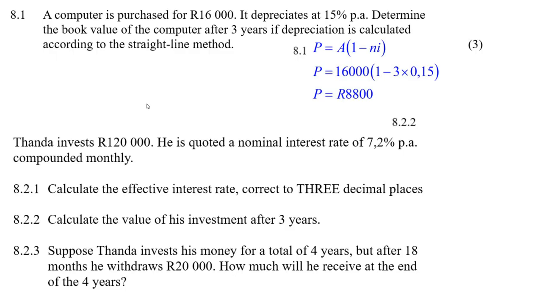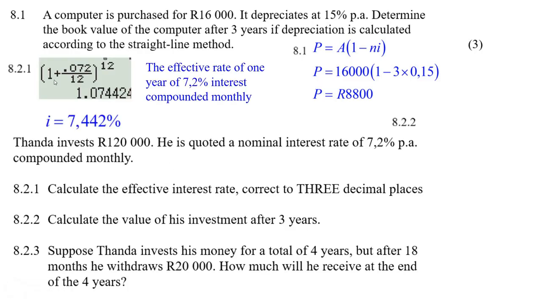Okay, let's try the first one. Calculate the effective interest rate if this person invests 120,000 Rand, the nominal interest rate is 7.2% per annum, compounded monthly. So per year, it's 7.2%, but the monthly compounding is actually a little bit better. So what you do is you divide by 12, take 1 year's worth of interest: 1 plus 0.072, that's 7.2%, divided by 12, to the 12th power.